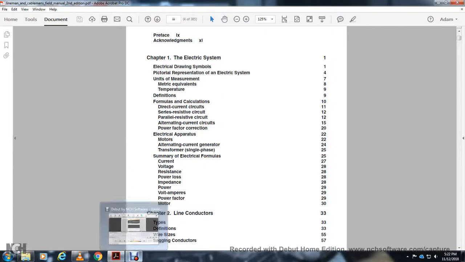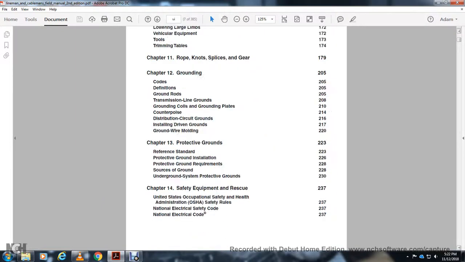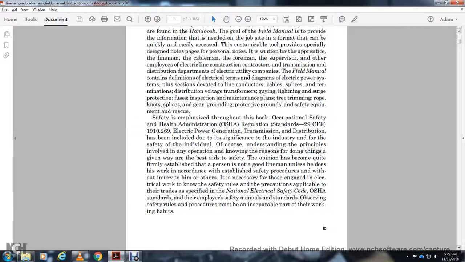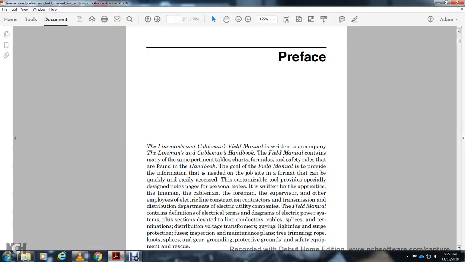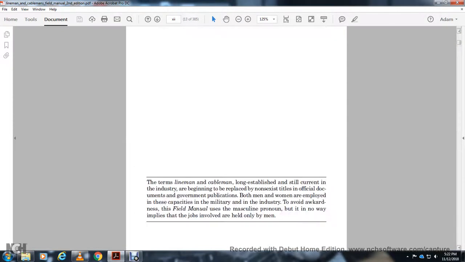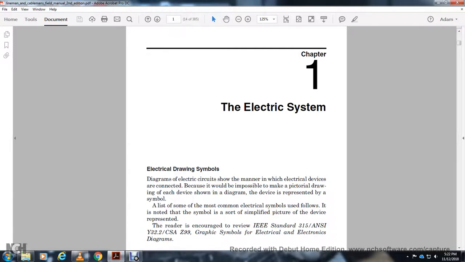We'll just come back to the chapter table of contents for each chapter. I'm going to skip the preface and the acknowledgments. All right, Chapter 1, the electrical systems.